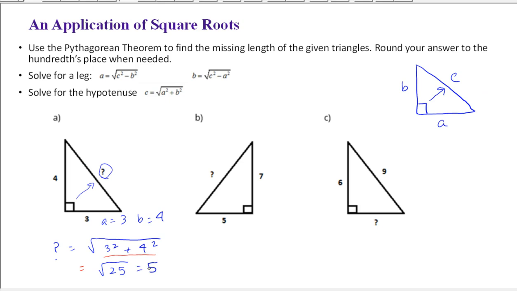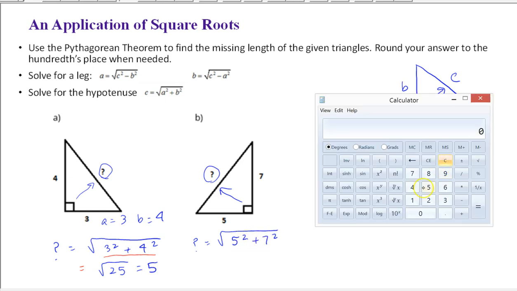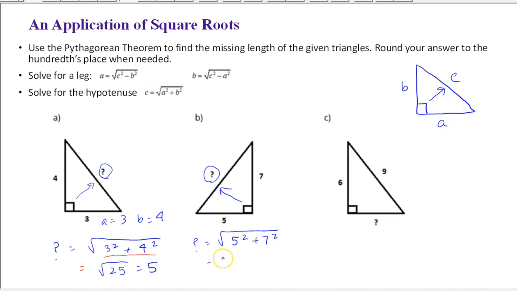Let's look at the next one. Here, the missing side is here, and I'm noticing again that we're missing the hypotenuse. So our missing side, which we're calling question mark, is the square root of the sum of the squares of the other two sides. So 5 squared plus 7 squared. Again, you could put this in either order because addition is commutative. So now, 5 squared plus 7 squared equals 74. So now we have the square root of 74.